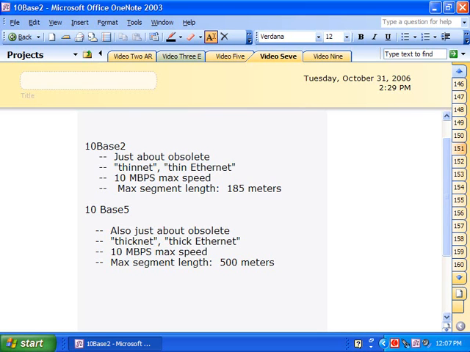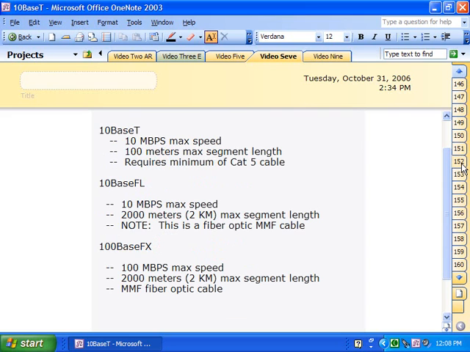So revisiting our friends 10BASE-2 and 10BASE-5, both of them just about obsolete. I don't want to say they're totally gone, but they're real close. 10BASE-2 is also referred to as thinnet or thin Ethernet. It has a 10 meg maximum transmission speed. It has a maximum segment length of 185 meters. 10BASE-5, again, just about obsolete. We're talking there about thicknet or also thick Ethernet, runs at 10 meg, and the maximum segment length there is 500 meters.